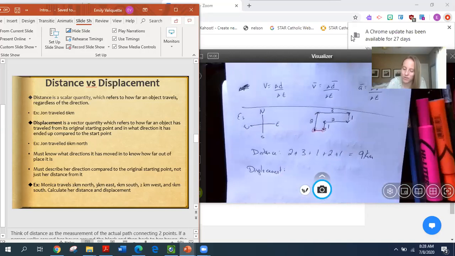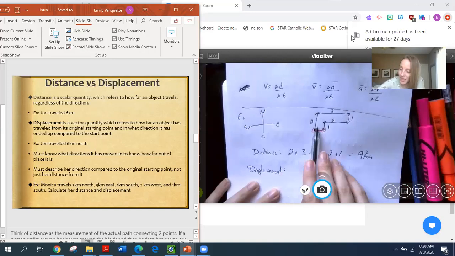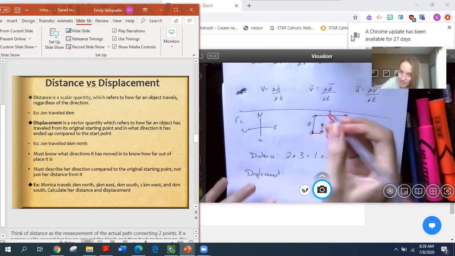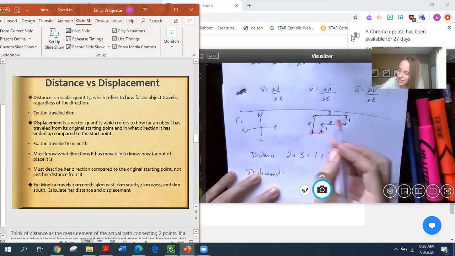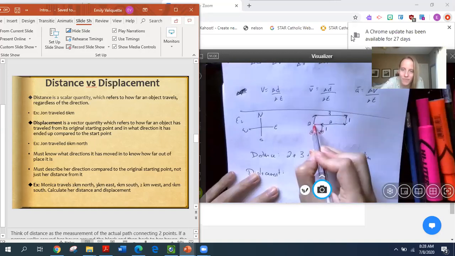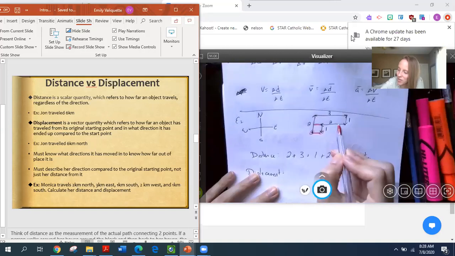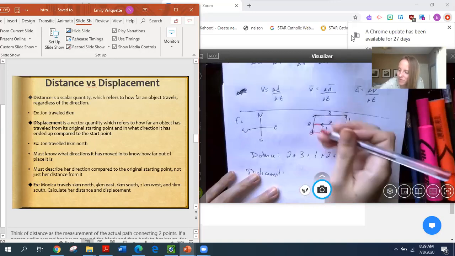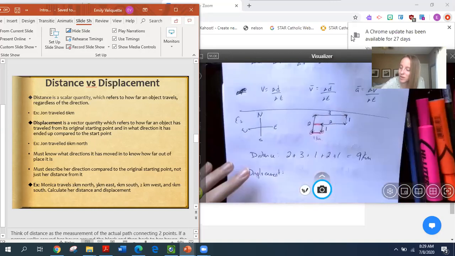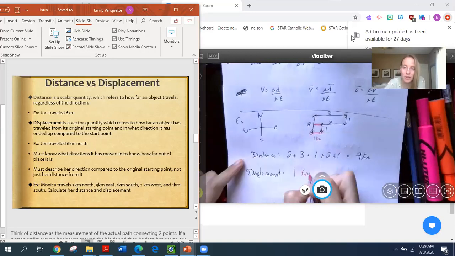And so if I look at that, I can say, okay, this distance that she is away from her original starting point is the same as this distance right here. And because this entire line is 3 kilometers, and then she came back for 2 of that, the remaining bit right here must be 1 kilometer. And so her displacement is just 1 kilometer.